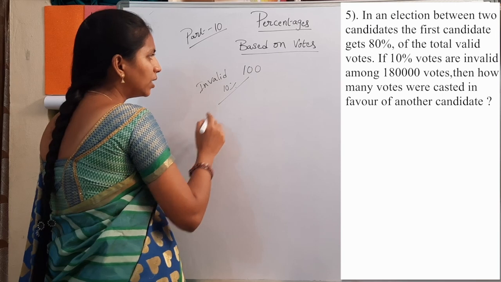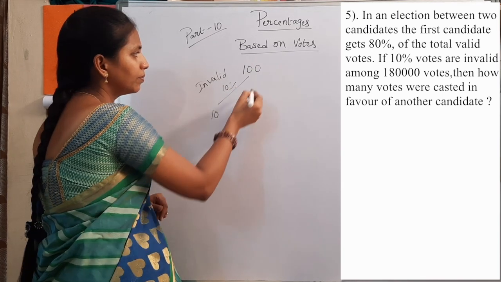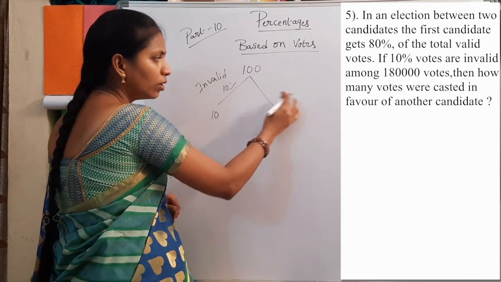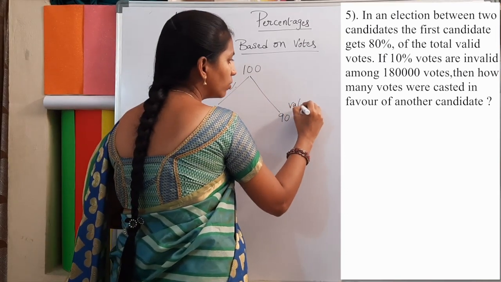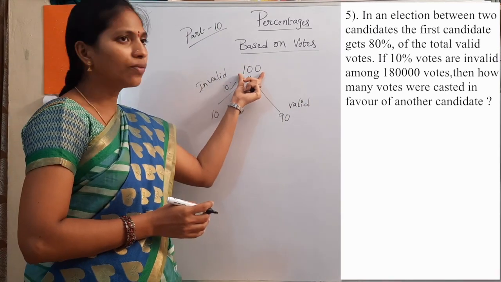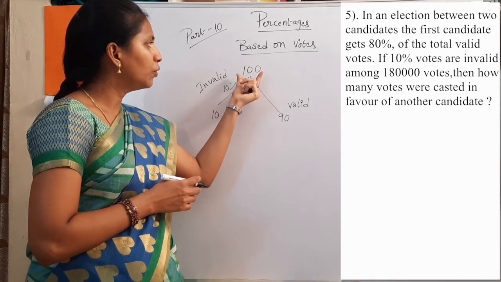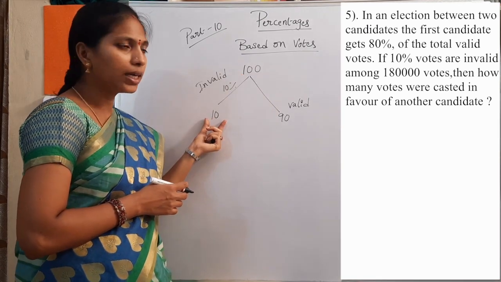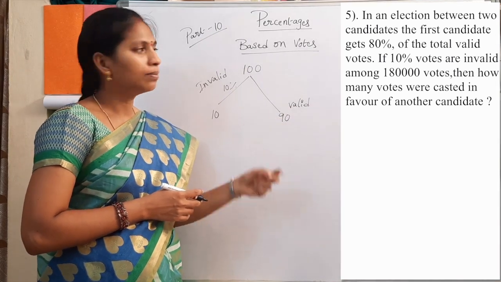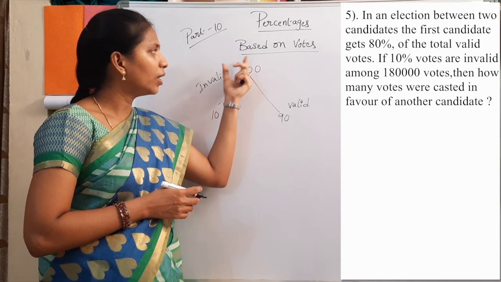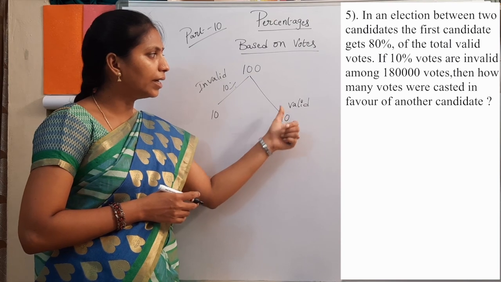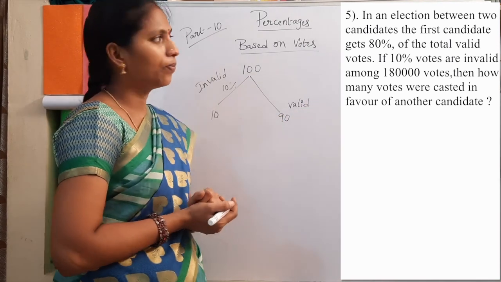What is 10% of 100? 10. What is the value remaining? 90. So 90 words are valid words. You can take 100 in the place of 100%. If you take 100%, then directly write 10% here and 90% here. Then calculate like that. But here the value is 100, then 10% of 100 is 10, and the remaining words are 90. 90 are valid words.